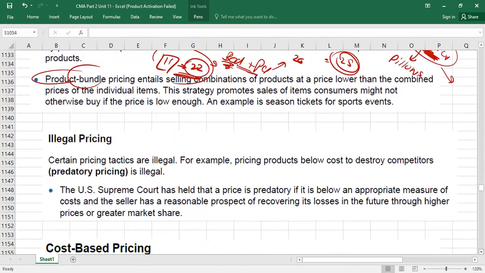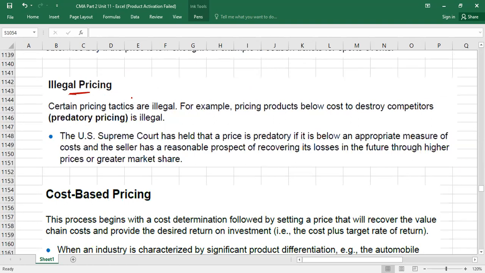Now, guys, we are talking about illegal pricing. First, I told you one thing, that is price setting by cartels, where a few suppliers join their hands together to fix a price. That is also illegal. Please also remember, predatory pricing is also illegal.